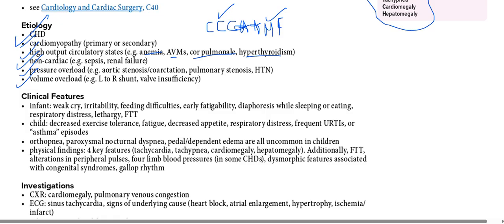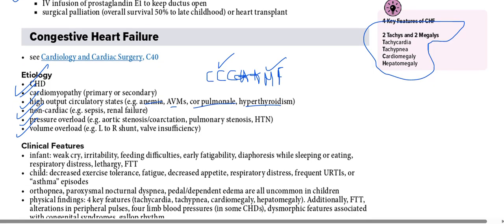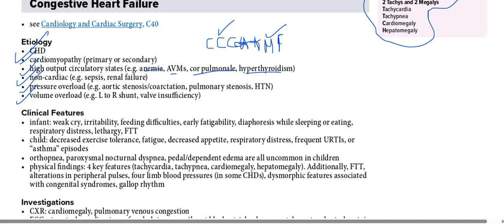I was talking about congestive heart failure, sorry. So congestive heart failure, CHF. The mnemonic to remember the etiology is congenital heart disease, cardiomyopathy, coarctation of aorta, then anemia, AV malformations, and one C is for cor pulmonale, then H is for hyperthyroidism, and then F is for renal failure.